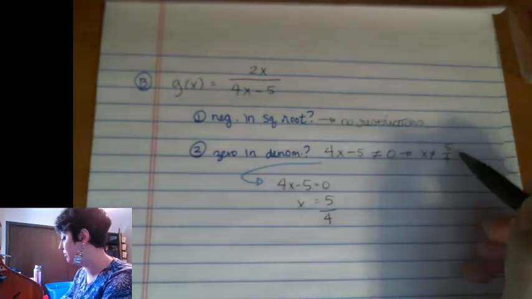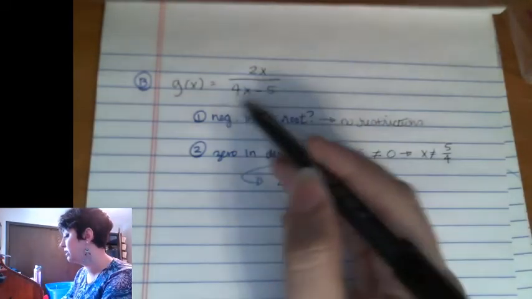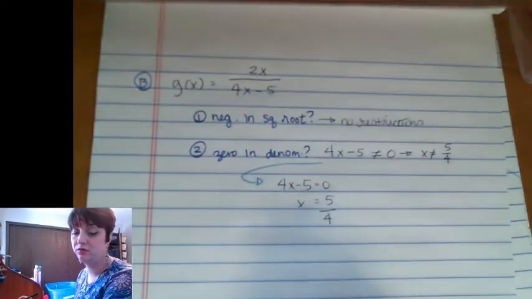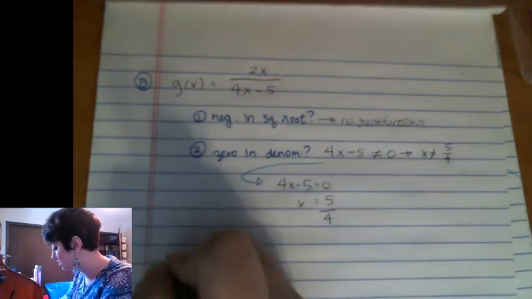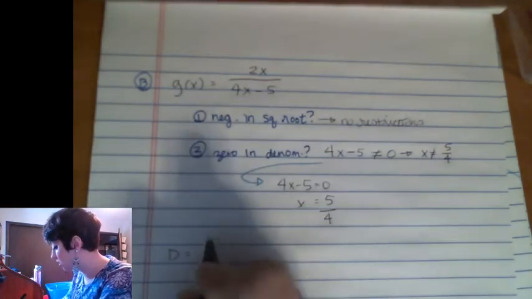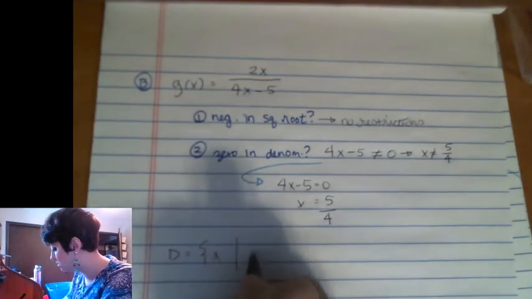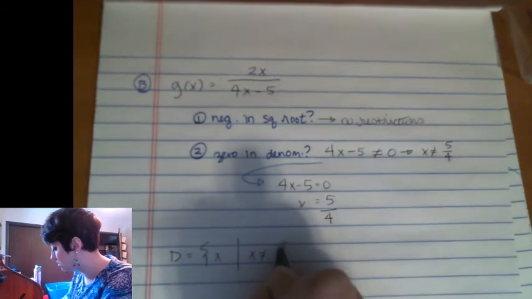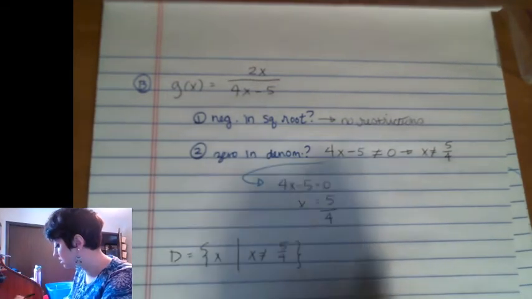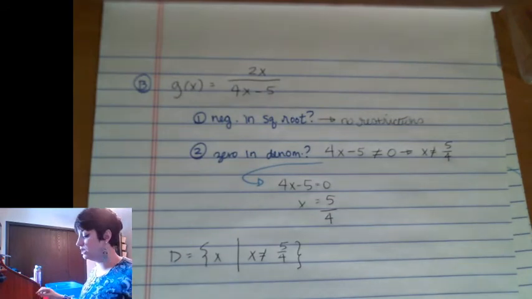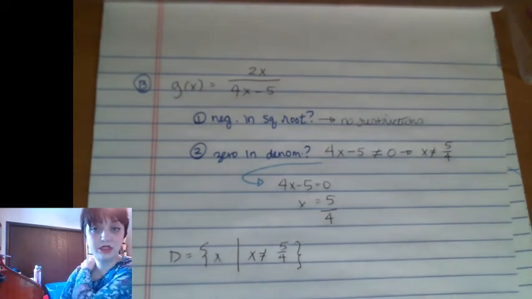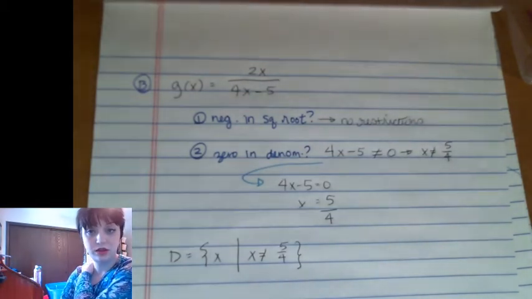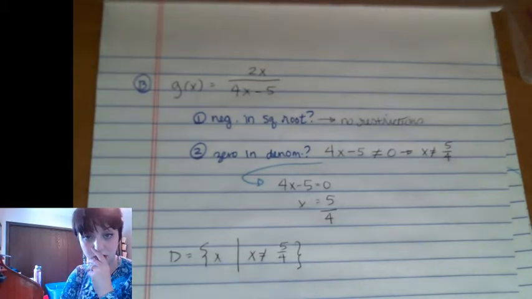Because if I plug in 5 over 4, then in my denominator I get 0. All right, so my domain then is all the reals such that x is not 5 over 4. Now let me double check what they do in the notes.